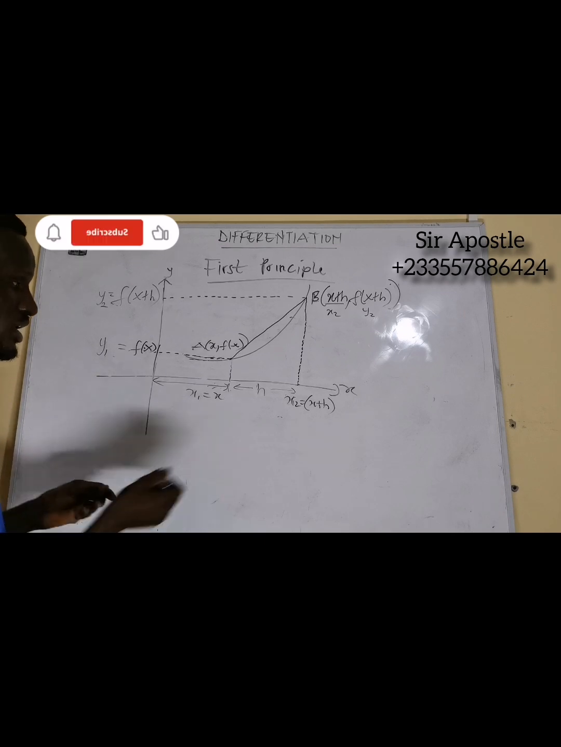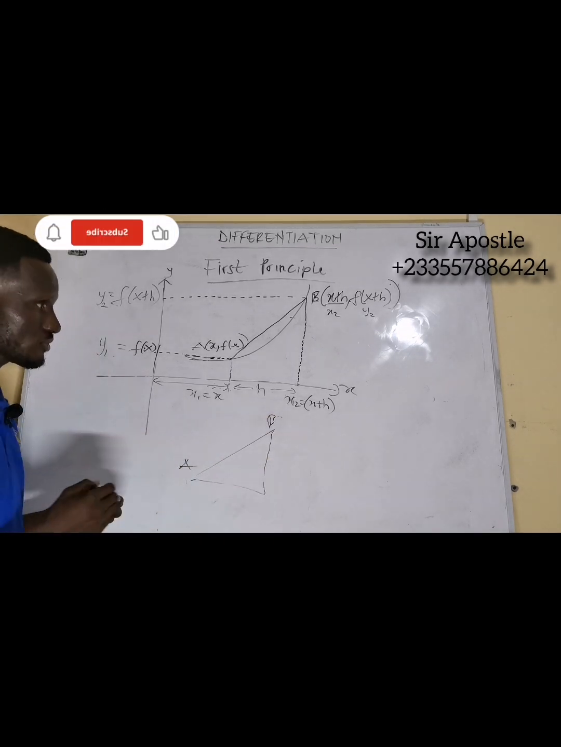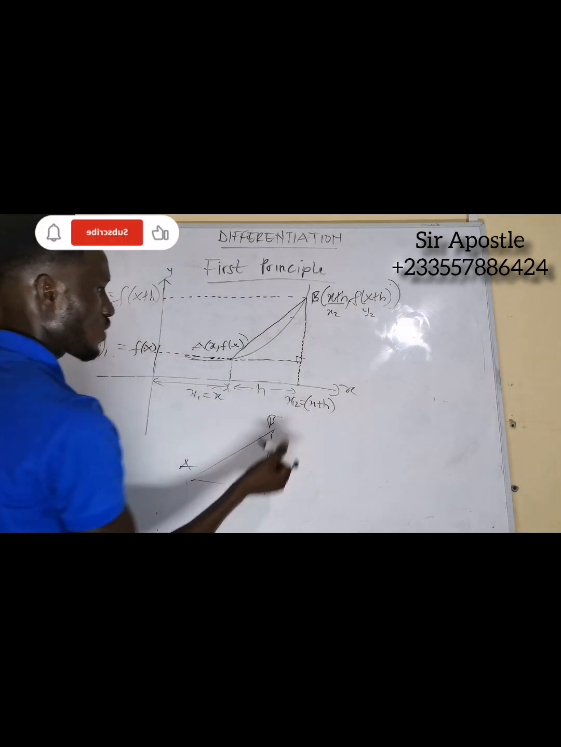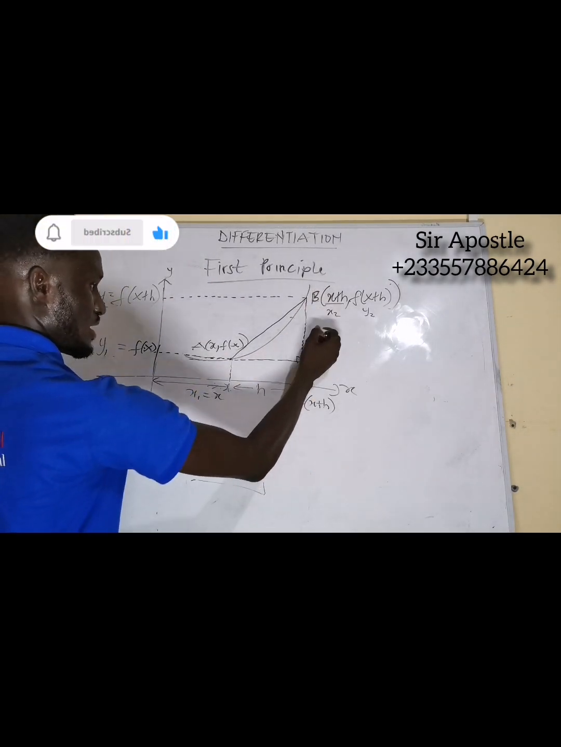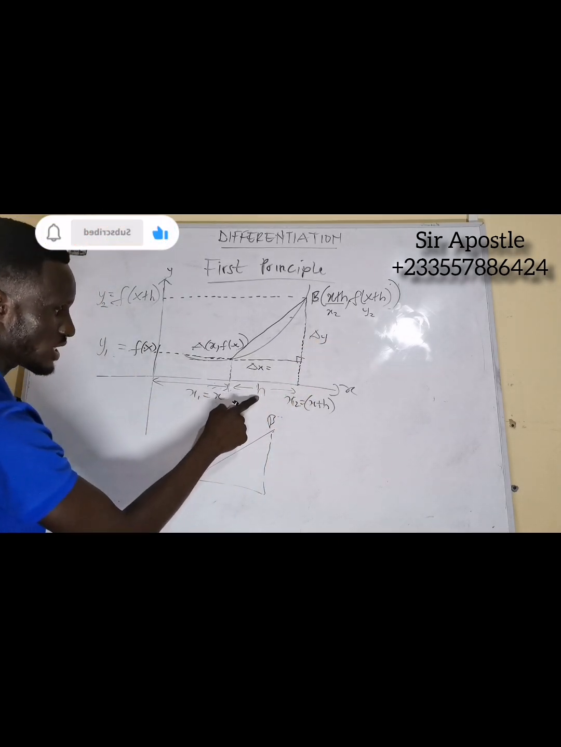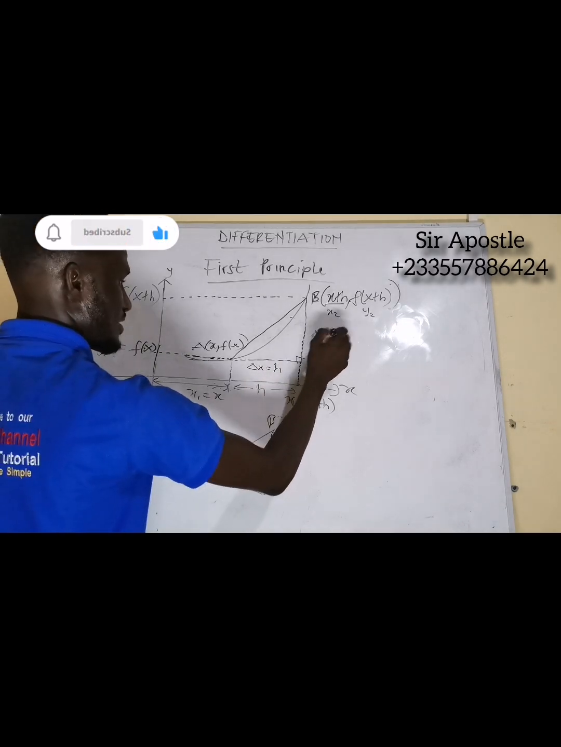Now before I can get the gradient of the line AB, here is A, here is B. I need to resolve it. So which means I can resolve it like this. Where from here to here will be the difference in y, and then from here to here will be the difference in x. Now the difference in x is the h. That's the h.